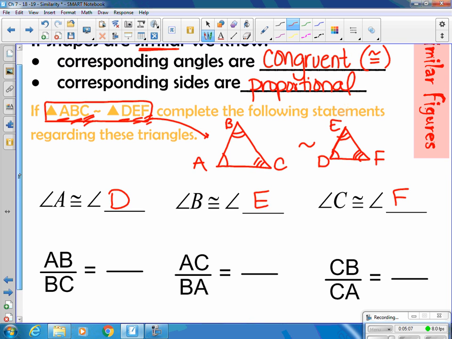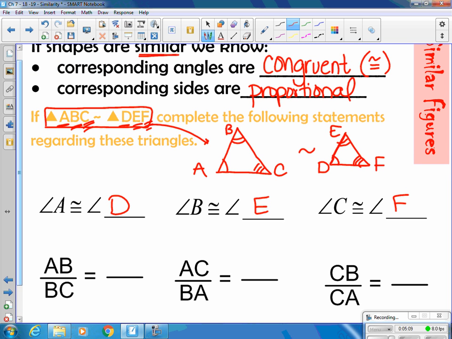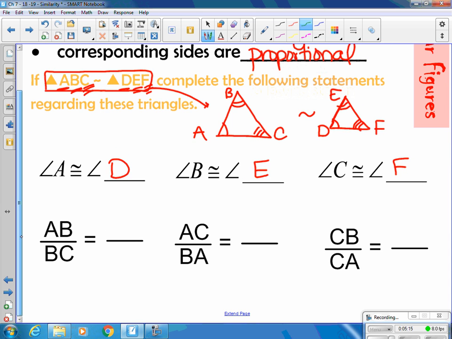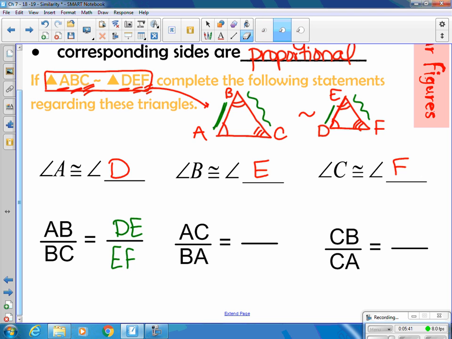That goes with our first bullet up top. Corresponding angles are congruent. Okay, second part here. Corresponding sides are proportional. Okay, so AB over BC is equal to. Well, let's think about this. My numerator is AB. So what side goes with AB? Oh, DE. My denominator is BC. That's this side. What side goes with BC? EF. Okay. Same thing for the next one.